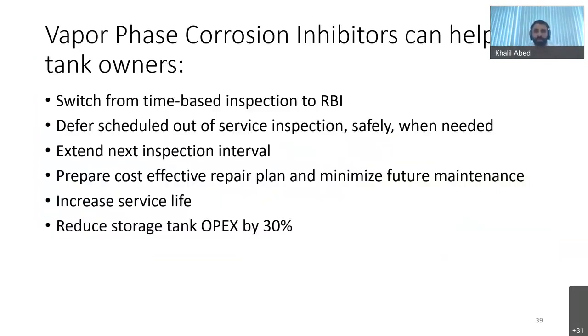So, in brief, vapor phase corrosion inhibitor application can help tank owners switch from time-based inspection to risk-based inspection. It can also help in deferring a scheduled out-of-service inspection safely when needed. It can contribute to the extension of the next inspection interval, and also help increase the overall service life and reduce the storage tank OPEX by 30%.